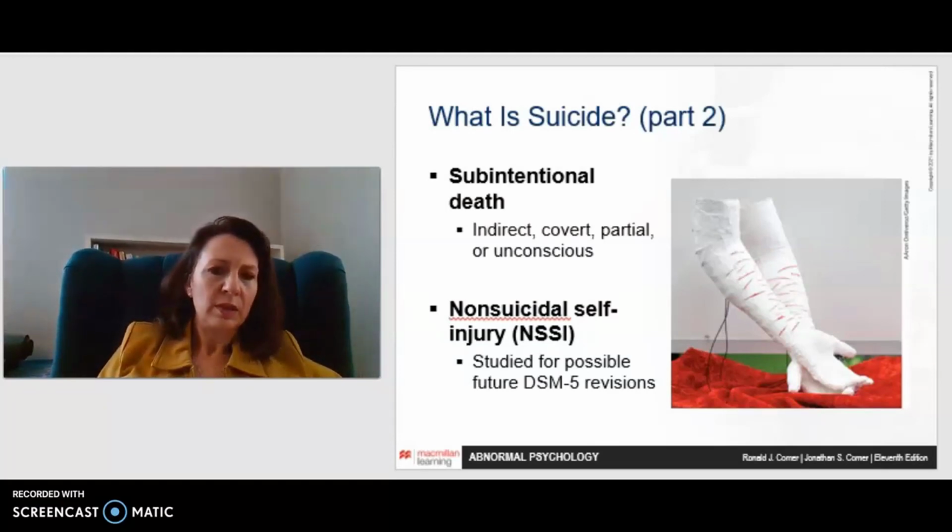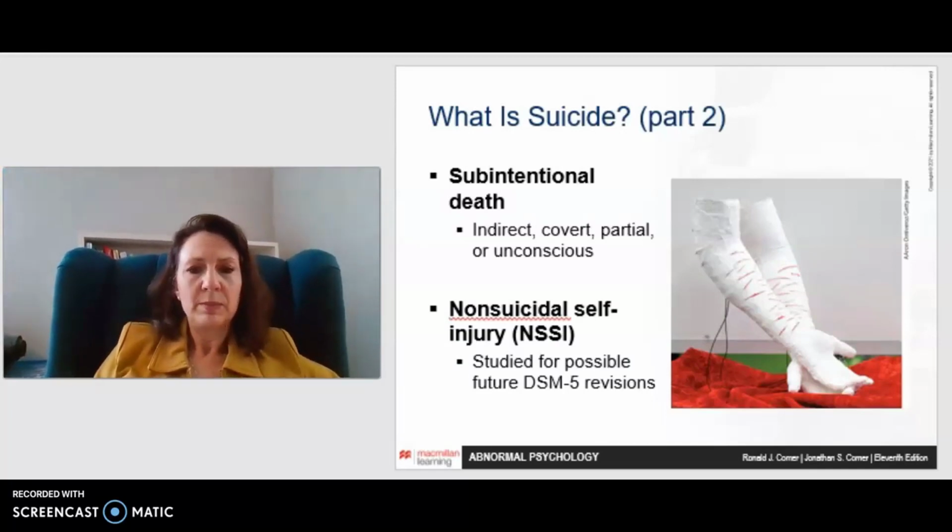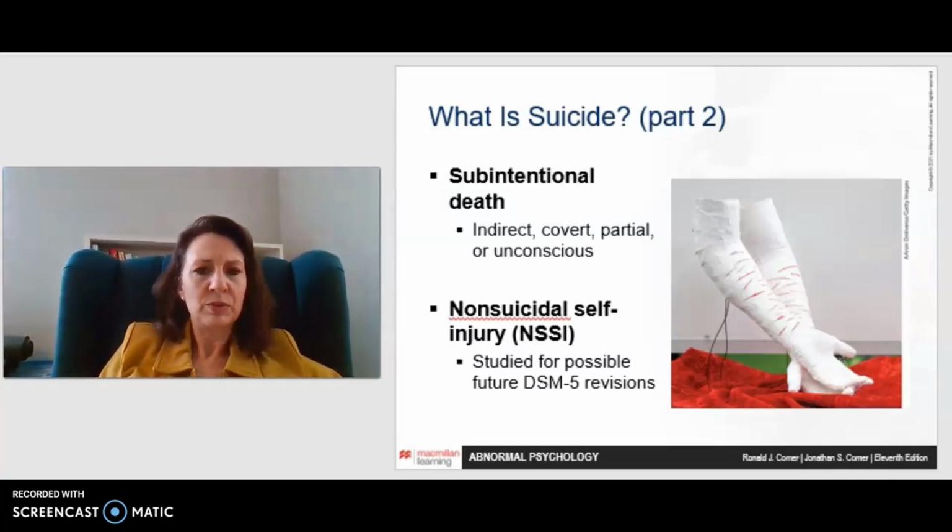This is also the case with non-suicidal self-injury, which is being studied for possible future DSM-5 revisions. This is where people cut themselves or do other self-injurious behaviors to alleviate psychic pain.